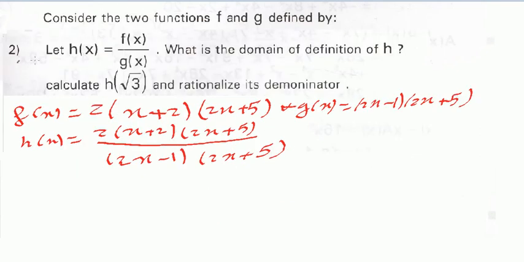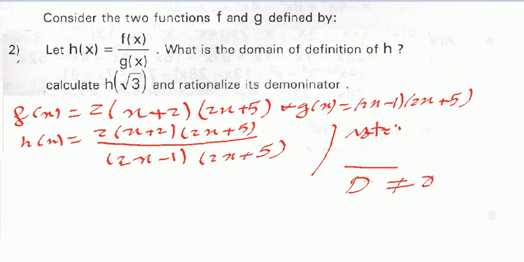So part 2, let h of x be equal to f of x divided by g of x. What is the domain of definition of h? Okay, this is h equal to f of x divided by g of x. Look, guys, when it comes to domain of definition, let me put a note here. When we have a denominator d, d should be different from 0.